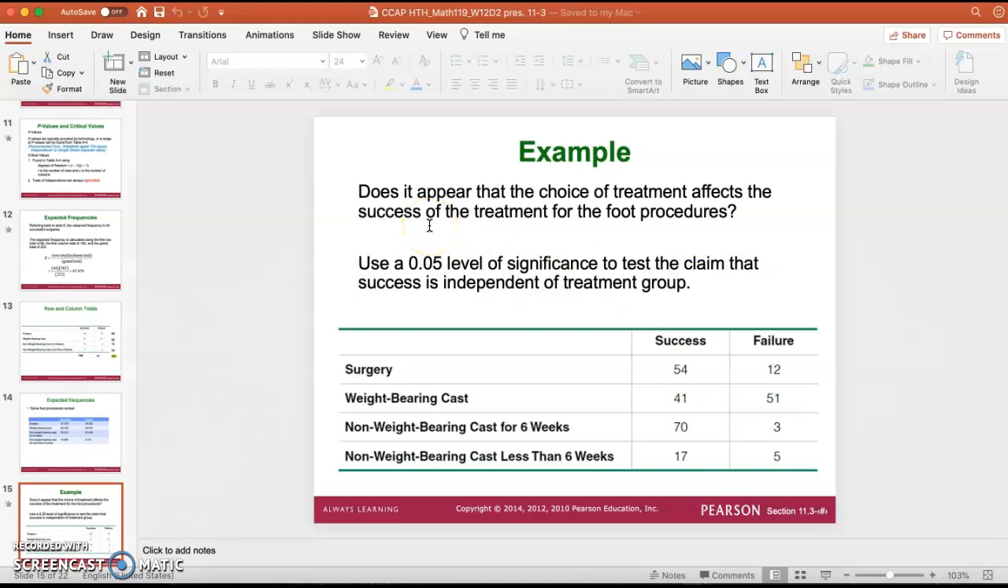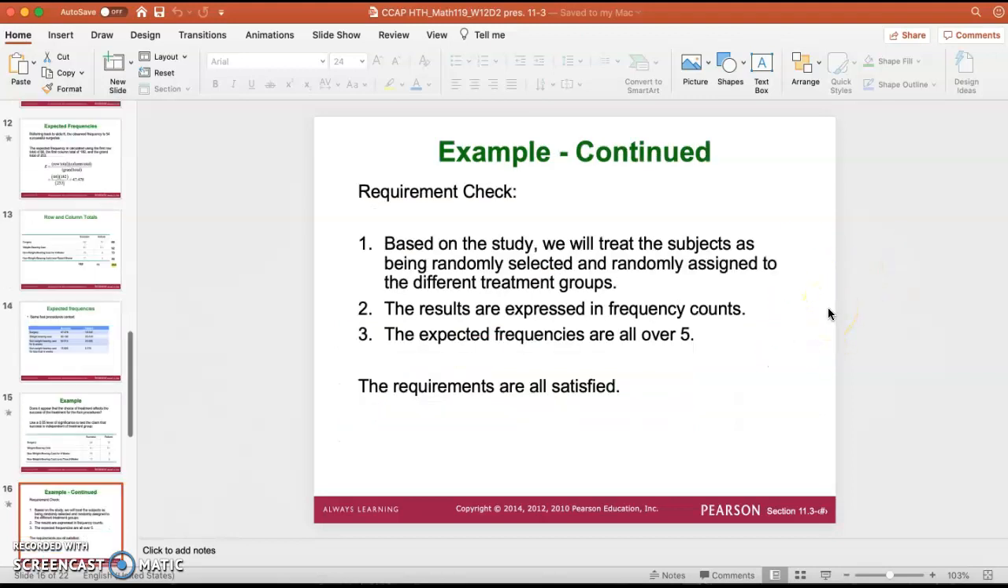Alright, now continue with this example. Does it appear that the choice of treatment affects the success of the treatment for the foot procedures? We're going to use a 0.05 significance level to test the claim that success is independent of treatment group. So success being independent, or just knowing that the two variables are independent.